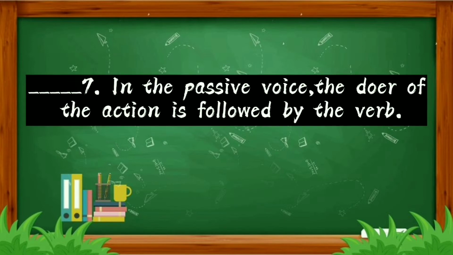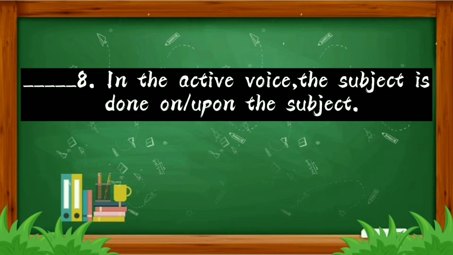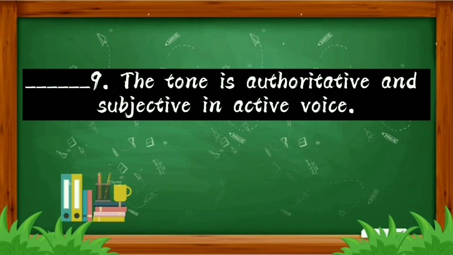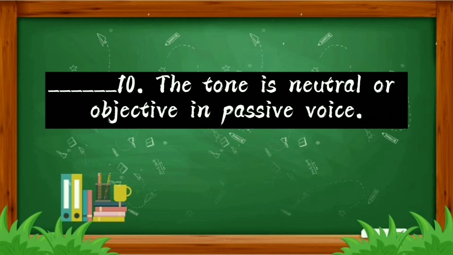Number 7. In the passive voice, the doer of the action is followed by the verb. Number 8. In the active voice, the subject is done on or upon the subject. Number 9. The tone is authoritative and subjective in the active voice. Number 10. The tone is neutral or objective in passive voice.